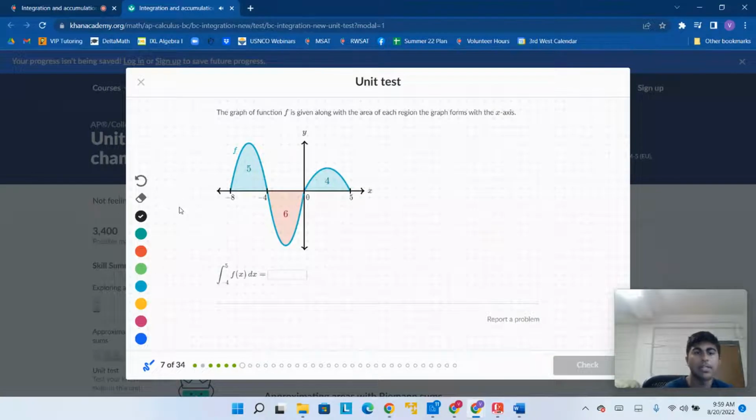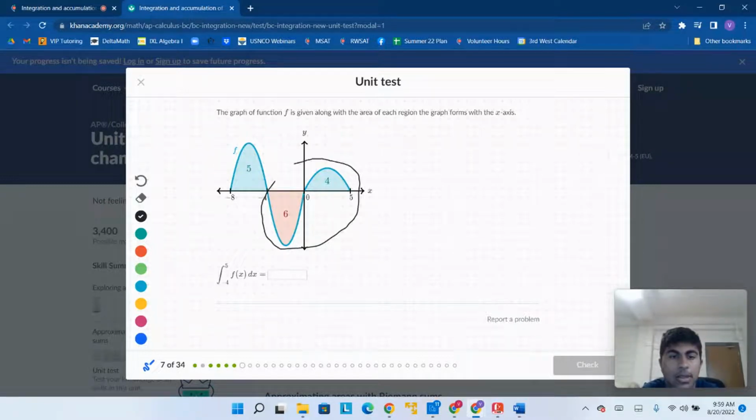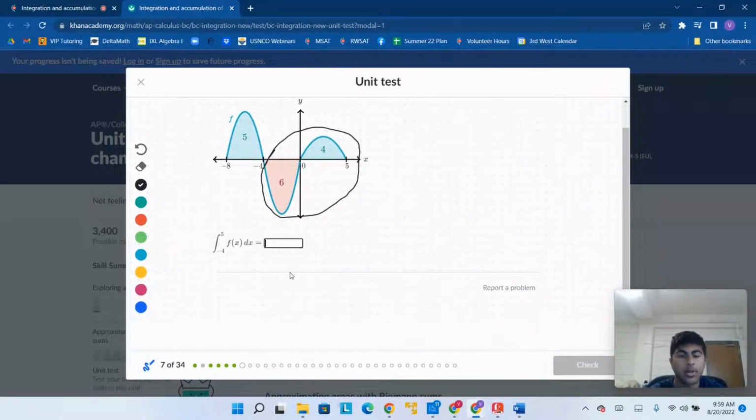Okay, the graph of function f is given along with the area of each region. The graph forms the x-axis. Find the definite integral from -4 to 5. Well, -4 is here, 5 is here, so that's all this area. You're starting at 0, because that's how the sum works. You subtract 6 and you add 4, and that gives you -2.